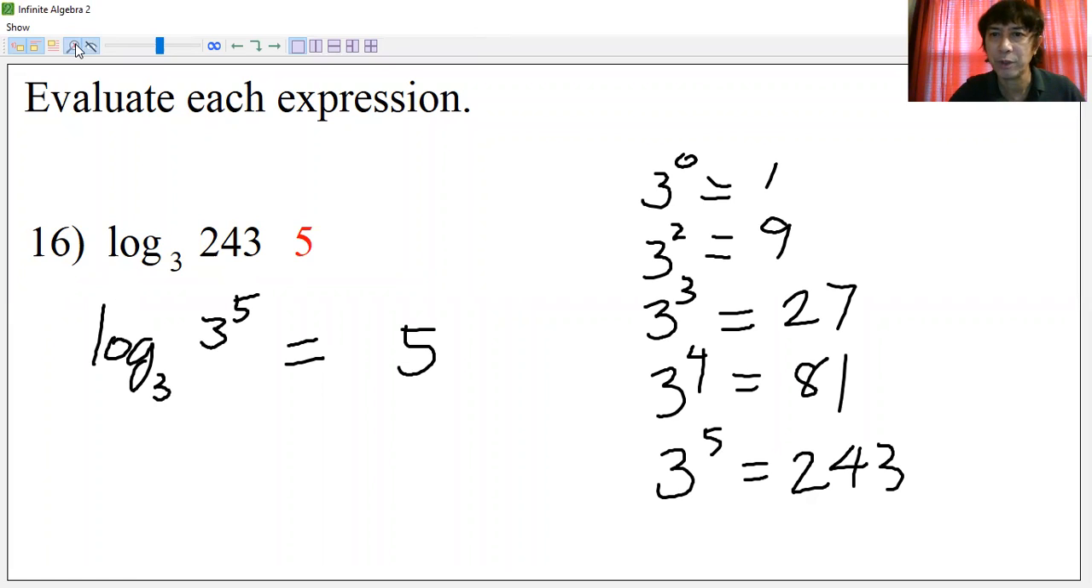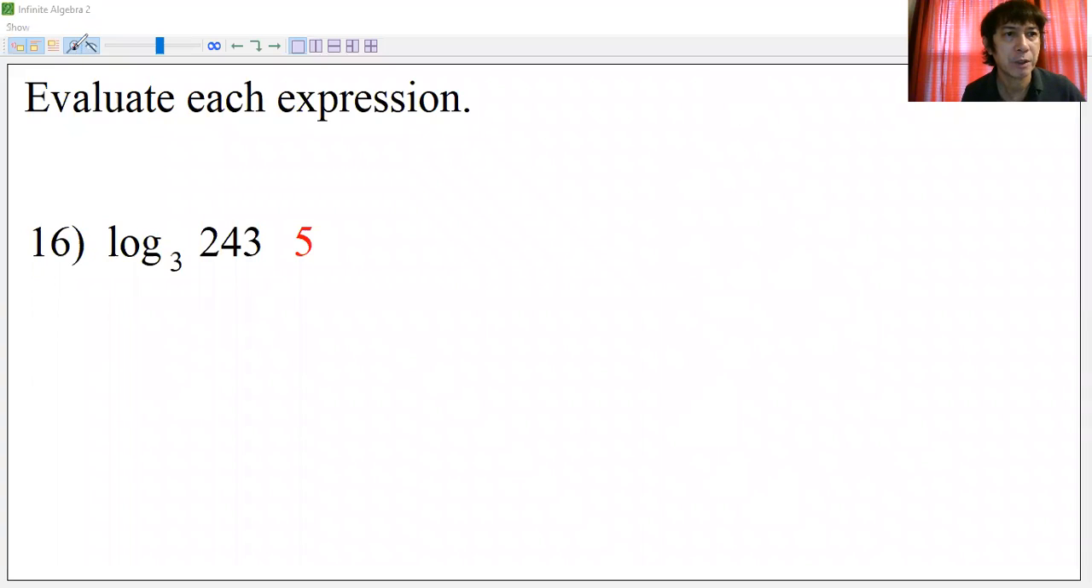And be familiar with numbers. That's the way to do it. Powers of 3, powers of 5, powers of 7, powers of 2. That's the way to get the answers here. All right. Let's continue with the next number, 17.